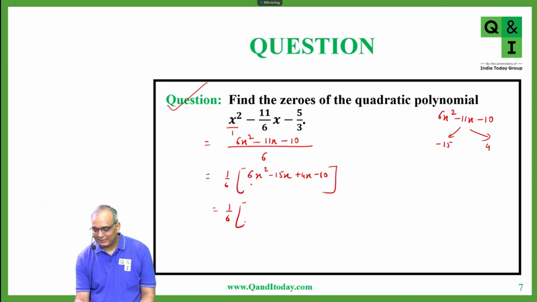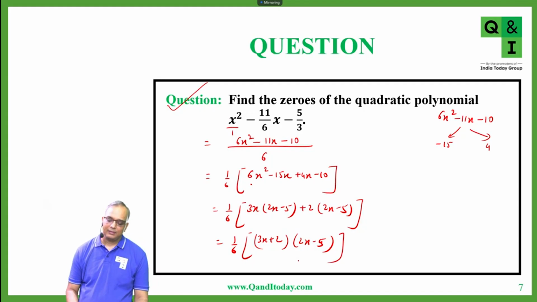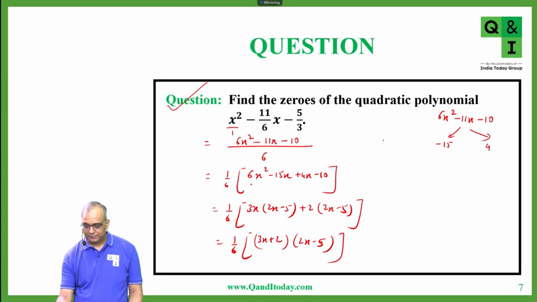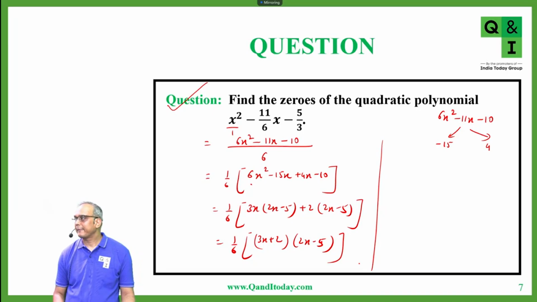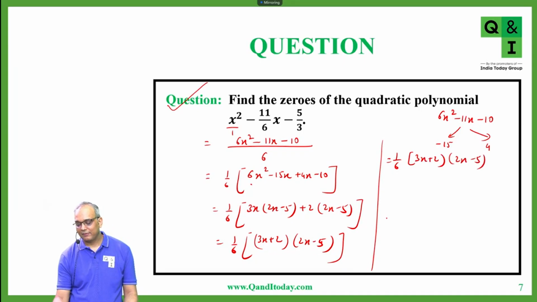So this is 1 by 6. You can take 3x as common, you will have 2x minus 5. And then you can take 2 as common, you will have 2x minus 5. So this is 1 by 6, 3x plus 2 into 2x minus 5. Clear? So now this is equal to 1 by 6 times 3x plus 2 into 2x minus 5.